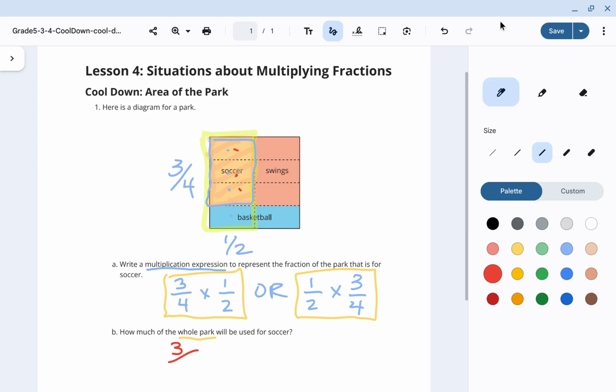We already have 3 dots. Now we have 4, 5, 6, 7, 8. There are 8 rectangles in the whole park, and soccer takes up 3 of them. So we have our answer for B: how much of the whole park will be used for soccer? 3/8 of the park. That is the portion of the whole park designated for soccer.